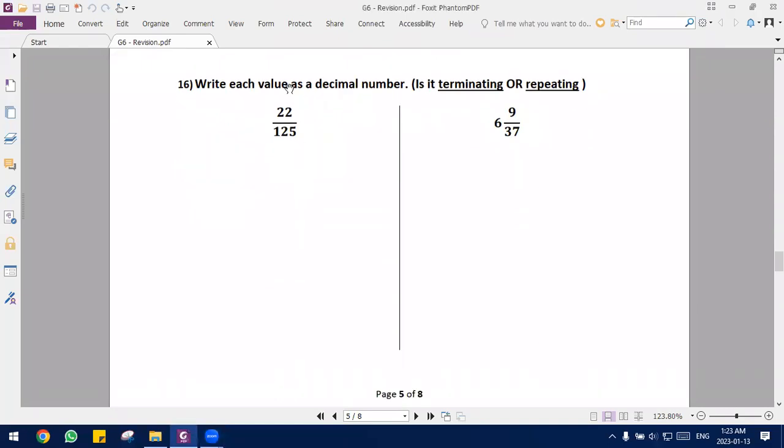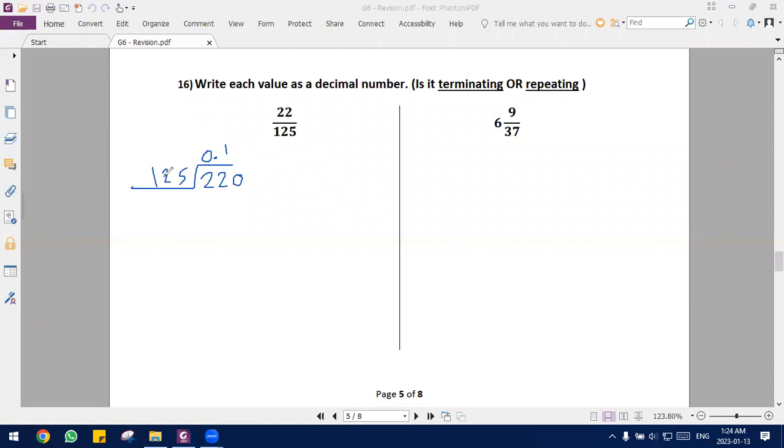Write each value as a decimal number. So to write the fraction as a decimal, we need to divide it, because it's 22 divided by 125. This is how we do it. 22 divided by 125. We start from the beginning. 22 divided by 125, we can't. So we put here 0 point, and then we add 0 here. Now 220 divided by 125 is 1.